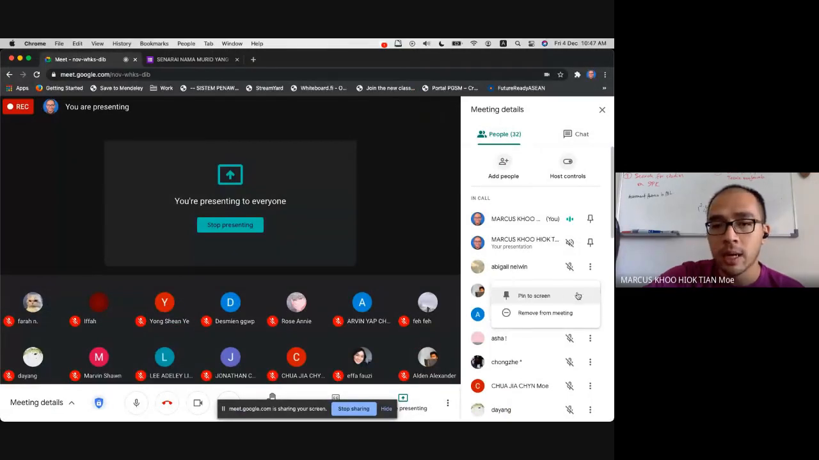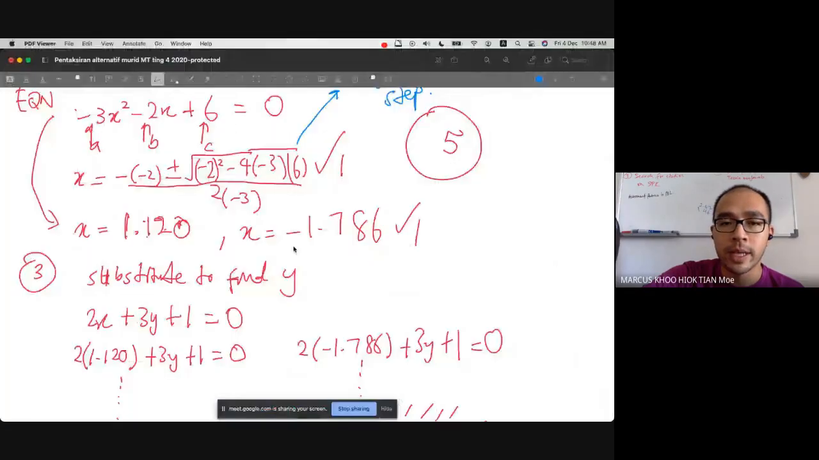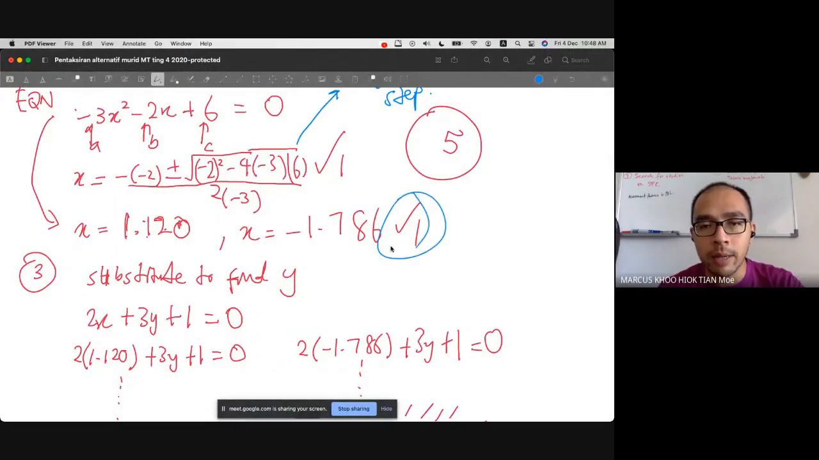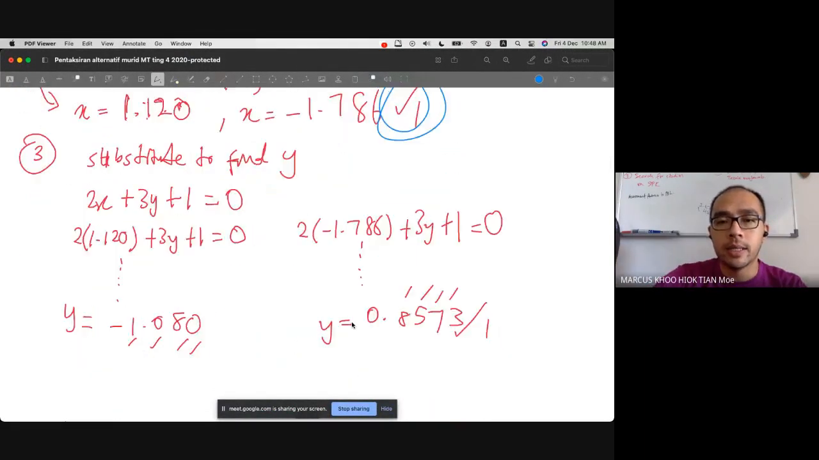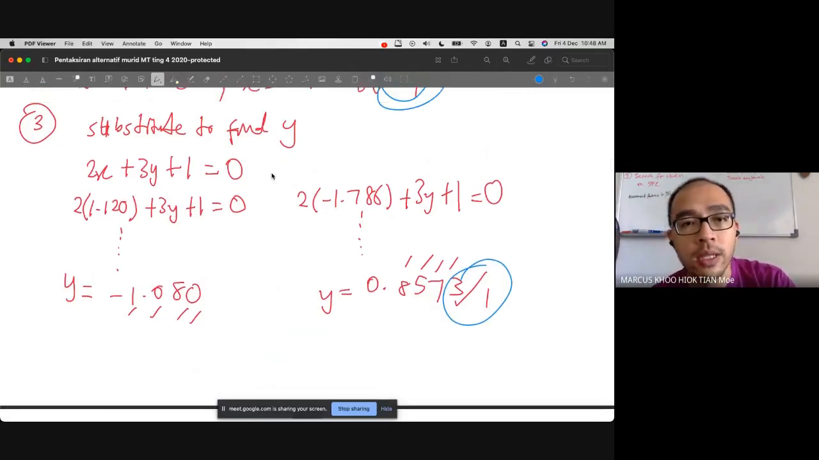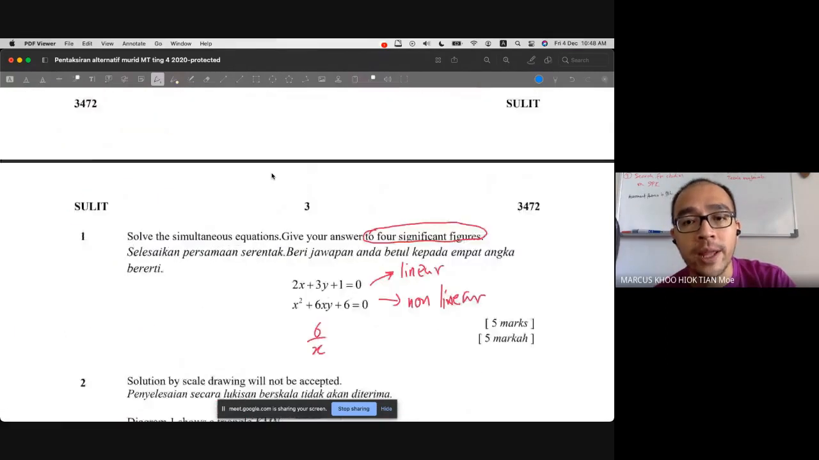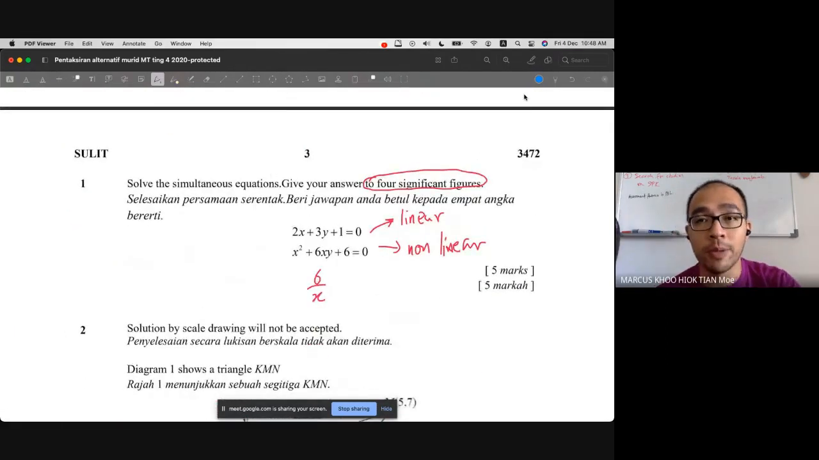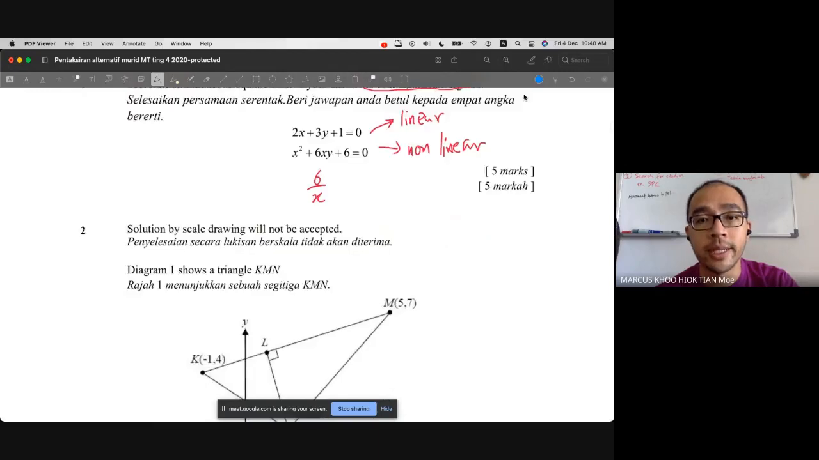I have to ask Puan Lim lah. But I think if I'm not mistaken, if you don't round off to the 4 significant figures, here you will lose marks and here you will lose marks because you didn't follow the instructions. Okay, instructions are very clear. Give your answer to 4 significant figures. Of course, if you read the question properly, then you would have noticed it lah.